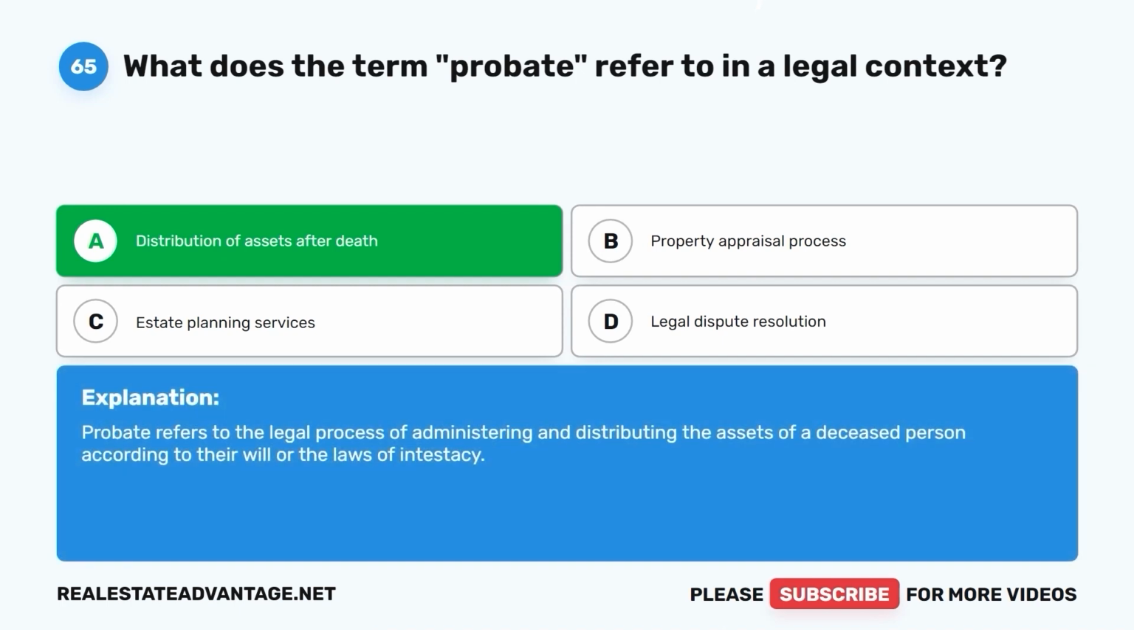Probate refers to the legal process of administering and distributing the assets of a deceased person according to their will or the laws of intestacy.